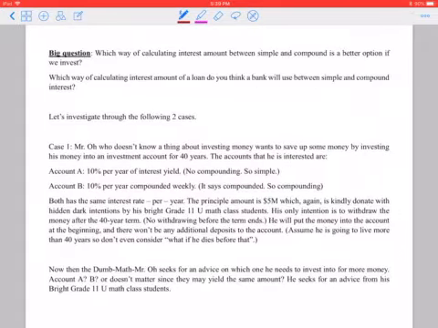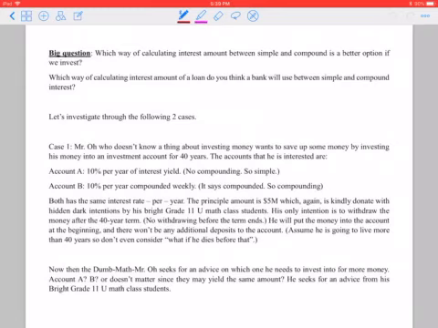Now then, the big question is, which way of calculating interest amount, between simple and compound, is a better option if we invest? Which way of calculating interest amount of a loan do you think a bank will use, between simple and compound interest? So think of it this way: the question is, which one actually produces more interest?